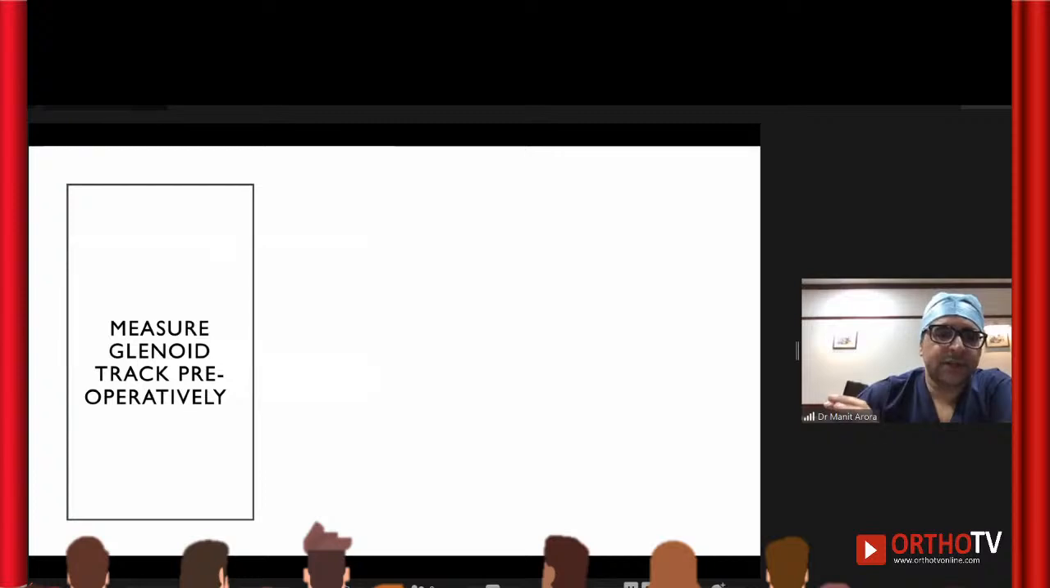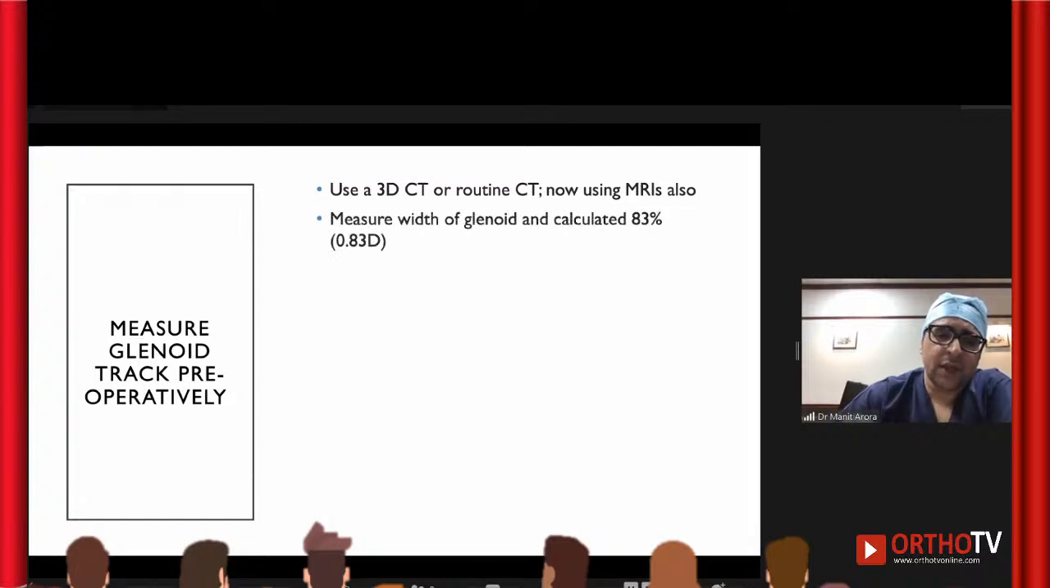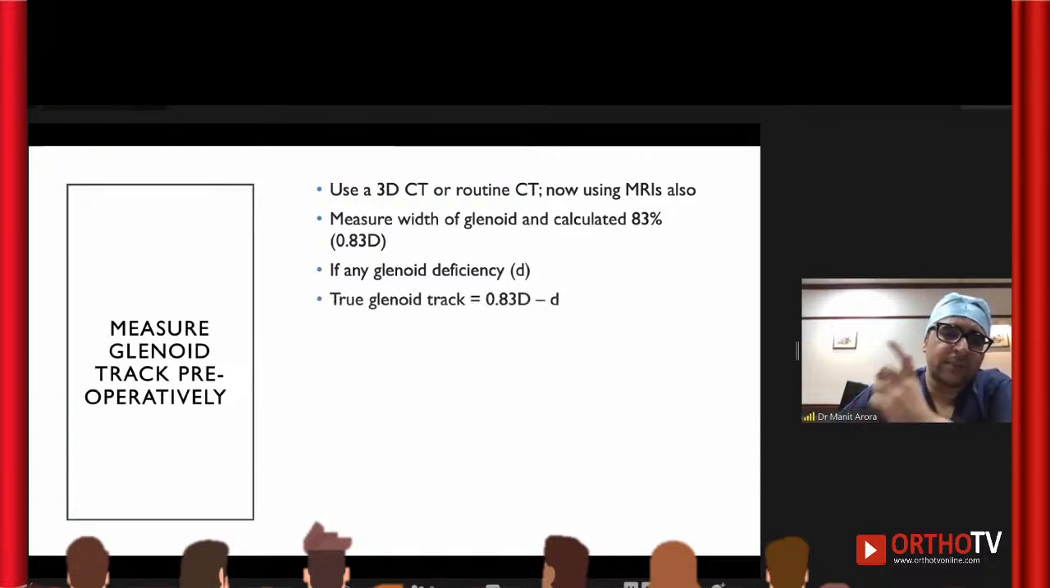So how do we measure this glenoid track preoperatively? We use a 3D CT or routine CT, but you can also use an MRI, even though it's not that good. We basically measure the width of the glenoid and calculate 83%. This is what we call the 0.83D, capital D value. If there's any glenoid deficiency, which is little d, that needs to be subtracted from the bigger diameter. So the true glenoid track is 0.83 times the diameter of the glenoid inferiorly minus any glenoid deficiency or bone loss, which is little d.